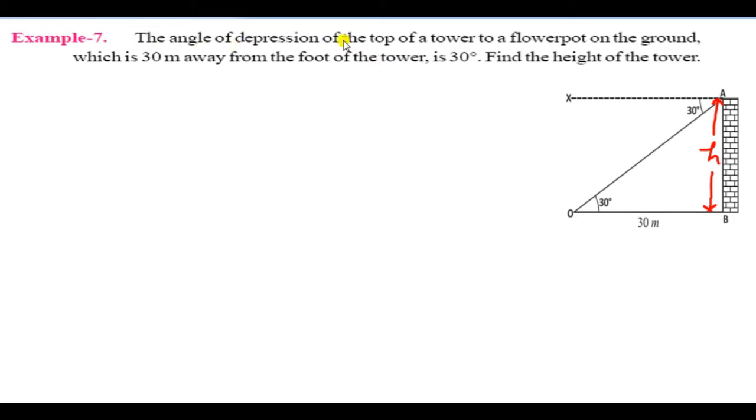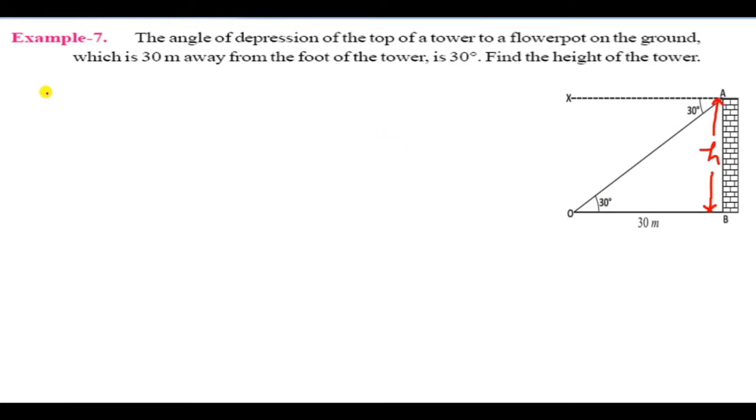The angle of depression of the top of a tower to a flower pot on the ground, which is 30 meter away from the foot of the tower, is 30 degree. Find the height of the tower. Let the height of the tower be h, and it is 30 meter away from the tower. O is the flower pot. Angle of depression is 30 degree, given. So here, by the alternate angle, all are equal. So this must be 30 degree.